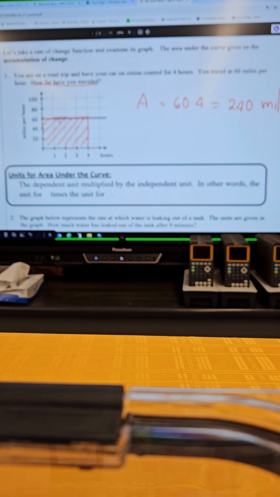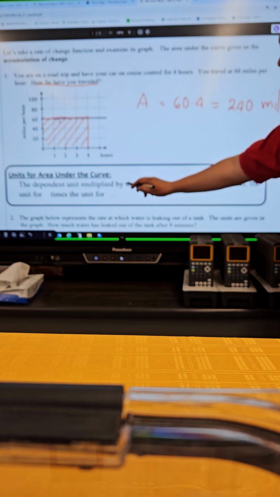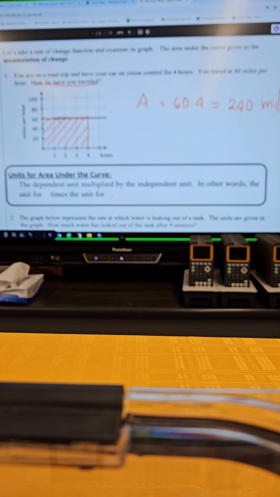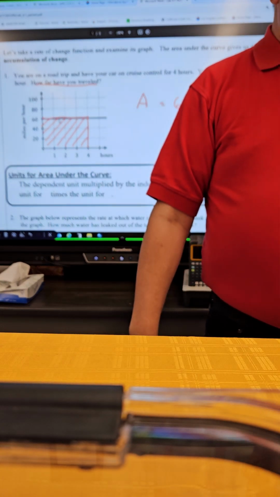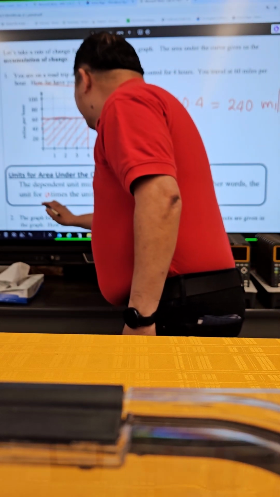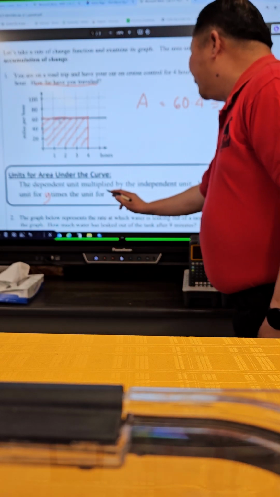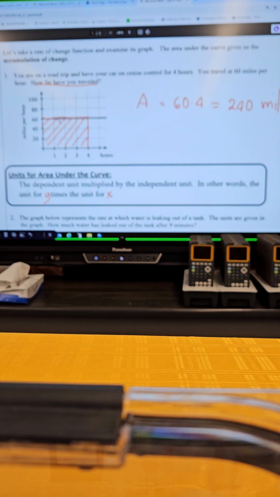Any question? So let's move on to units for area under the curve. The dependent unit multiplied by the independent unit. In other words, the unit for y times the unit for x. Whatever is the unit for y, you multiply it by the unit of x. Can I move this up now? Yeah. Okay.